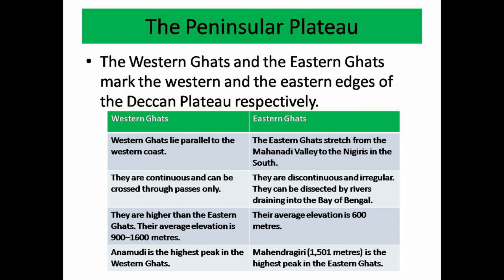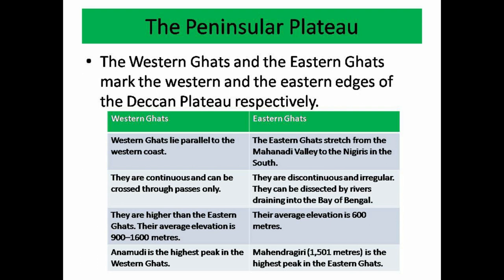Now let us do a comparative study on Western Ghats and Eastern Ghats. Western Ghats lie parallel to the western coast. The Eastern Ghats stretch from the Mahanadi Valley to the Nilgiris in the south. Western Ghats are continuous and can be crossed through passes only. Eastern Ghats are discontinuous and irregular. They are dissected by rivers draining into the Bay of Bengal.